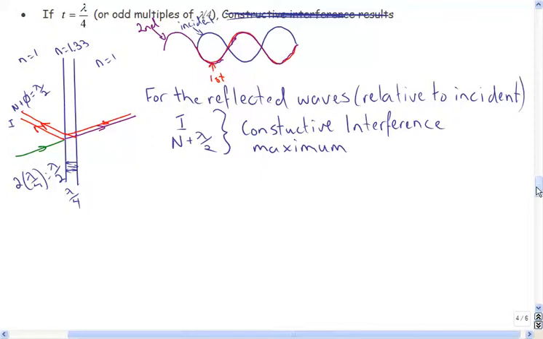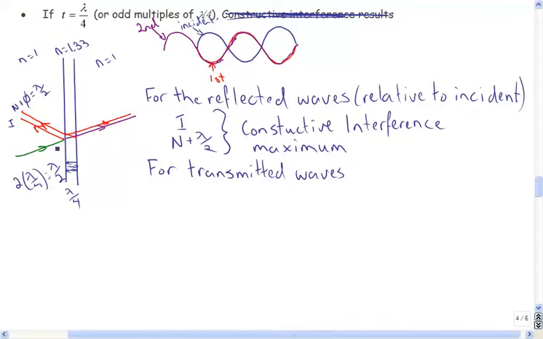Okay, so this is for the reflected waves. Now let's look at the transmitted waves. So I'm just going to set this up for the transmitted waves. So for transmitted waves, again relative to the incident, I'm not going to rewrite that to save some time. We have to look at this first.